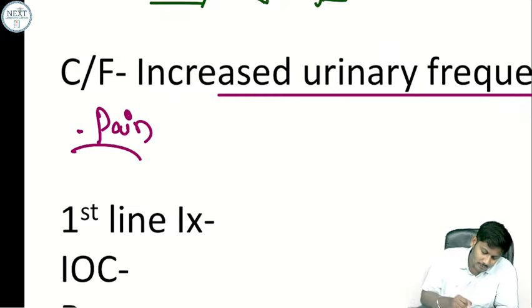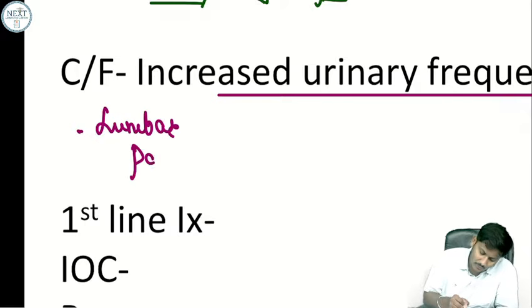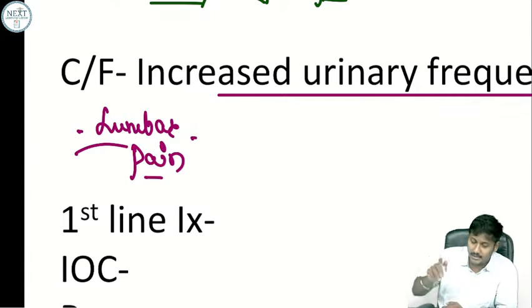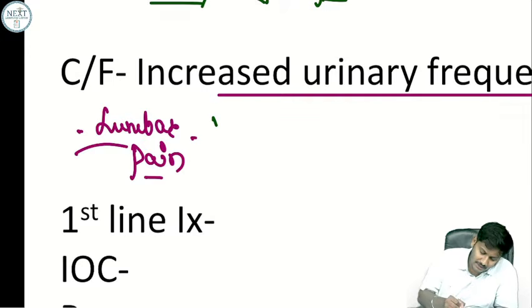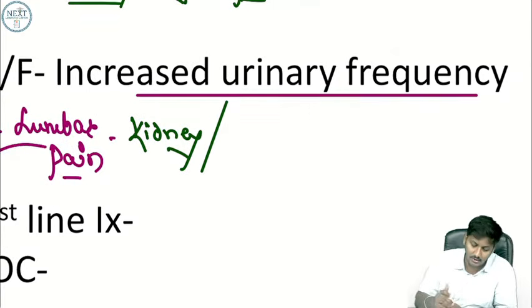Another most important feature is pain. So remember, if I talk about lumbar pain first, if a person is only having a lumbar pain which is not radiating anywhere, that means the patient is actually having a kidney stone or a renal stone. So fixed lumbar pain not radiating anywhere is a feature of a renal stone or kidney stone.